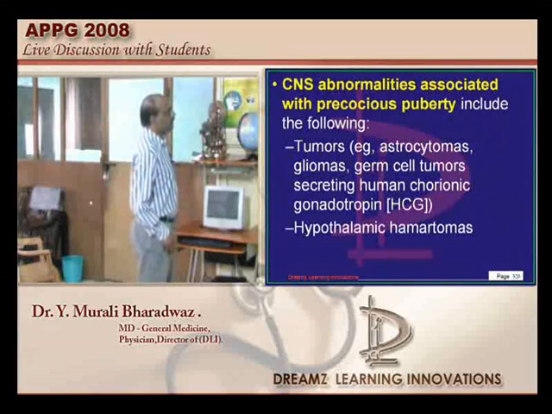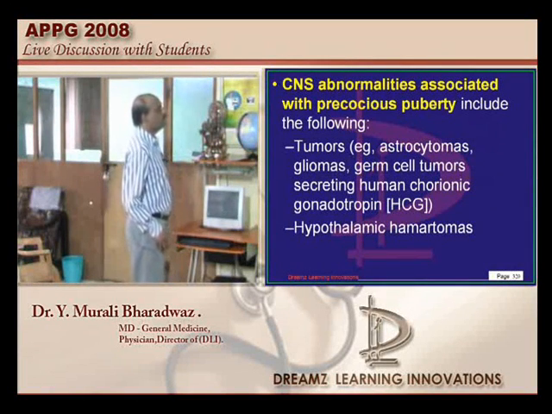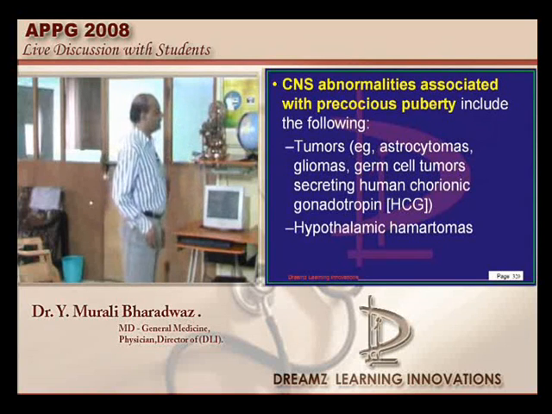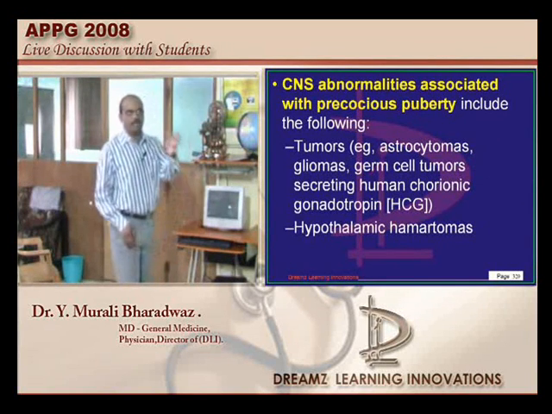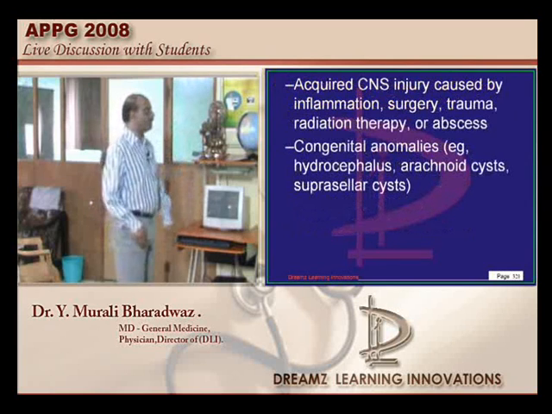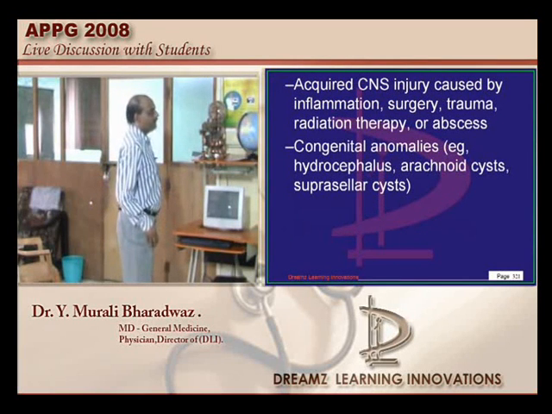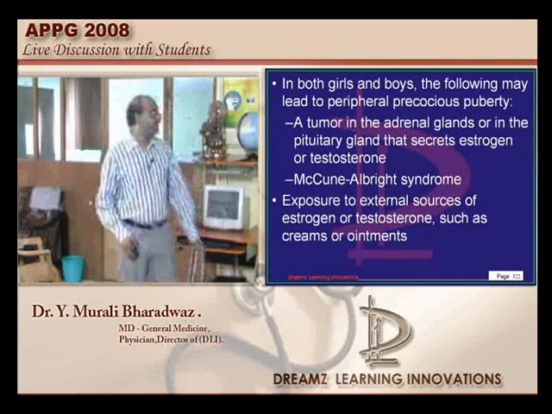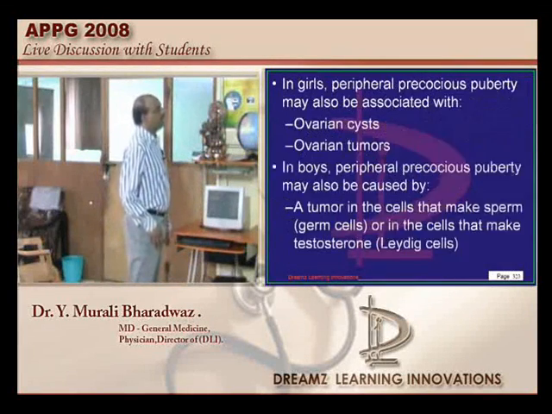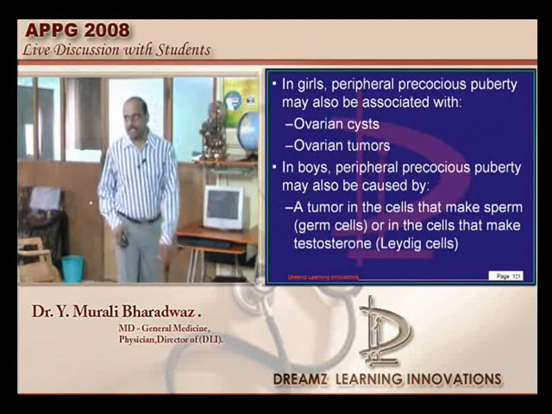Then CNS abnormalities which can lead to precocious puberty include the tumors in the brain, intracranial tumors. And also you have McCune-Albright syndrome, which can be a cause for precocious puberty both in girls and boys. And also certain tumors like the Leydig cell tumor can lead to that. But testicular feminizing syndrome does not lead to any kind of precocious puberty.